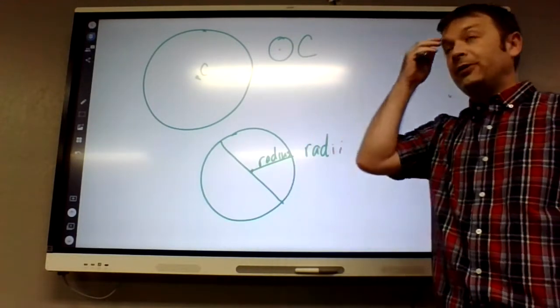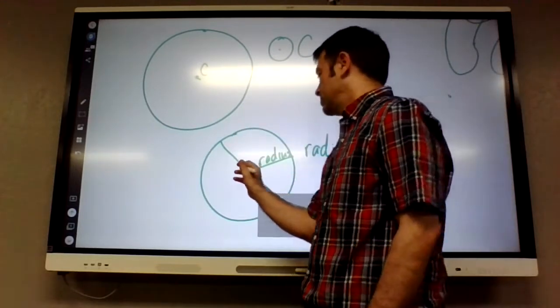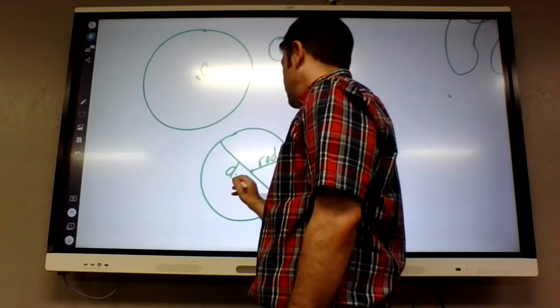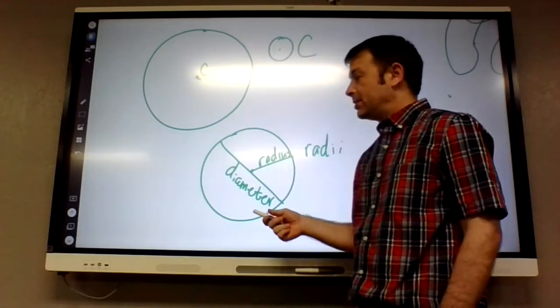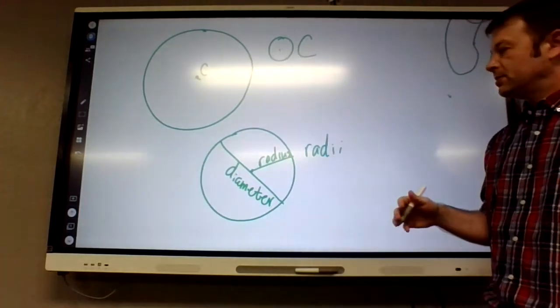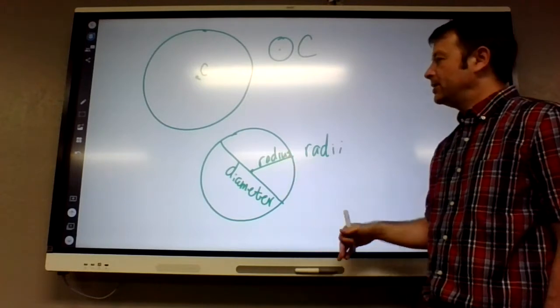If it goes from one point on the circle to another through the center, it's called a diameter. What's the relationship between the length of the radius and the length of the diameter? The radius is half the diameter, or the radius times 2 equals the diameter.